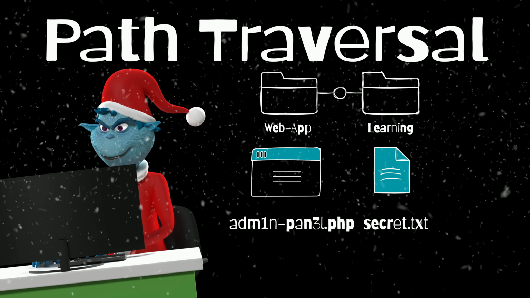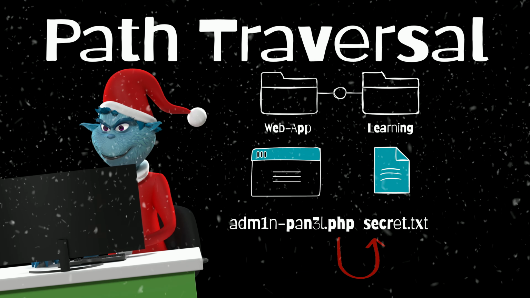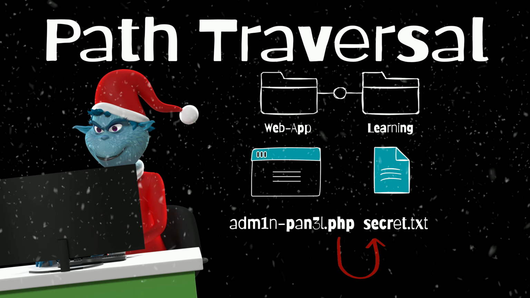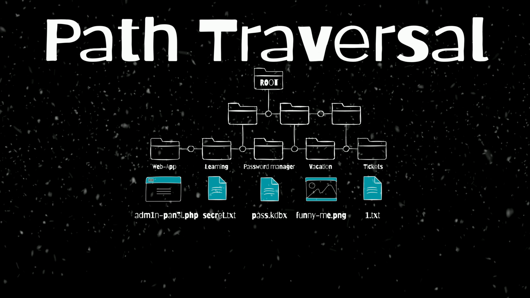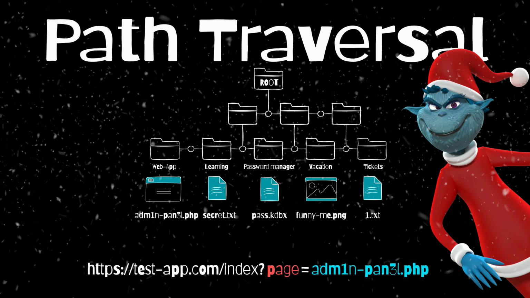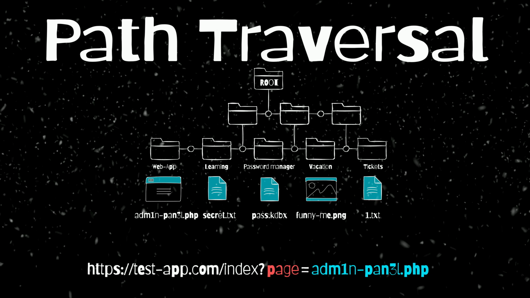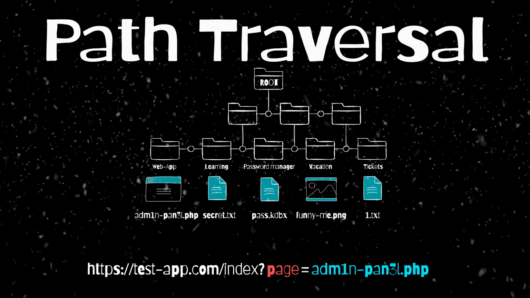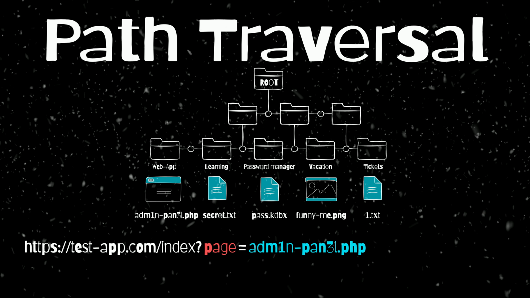Path traversal vulnerability lets attackers navigate outside the intended directory by manipulating the file path. In this example, we have a simple directory tree structure, and our test application loads pages dynamically through a URL parameter. The address looks like test-app.com/index, with a page parameter set to admin-panel.php.